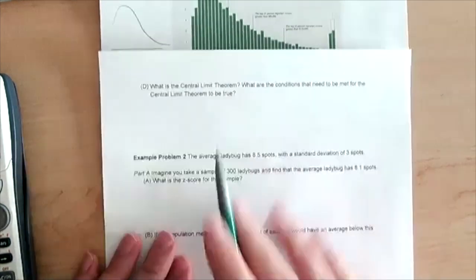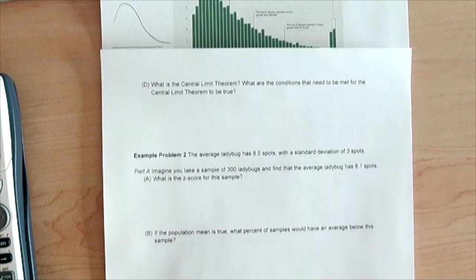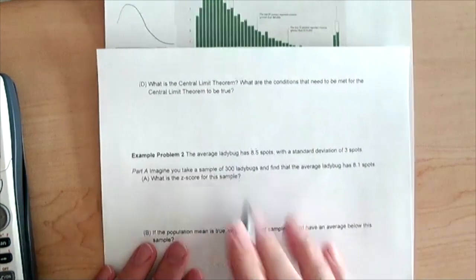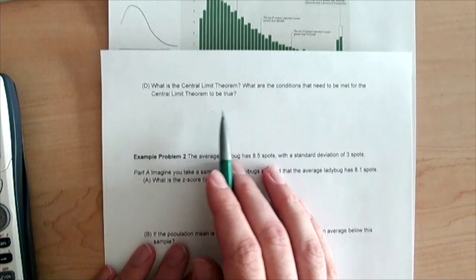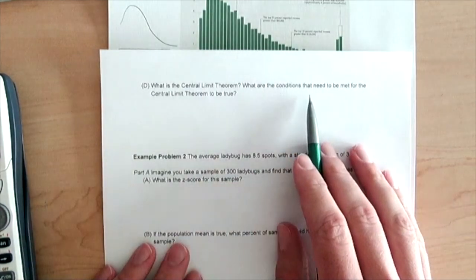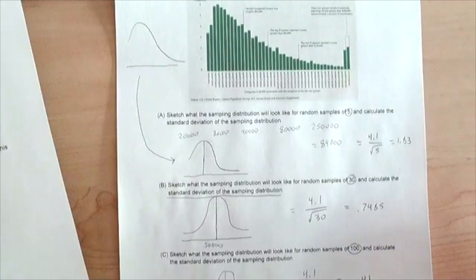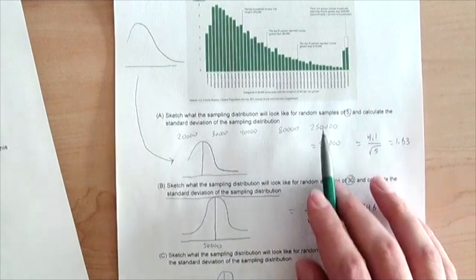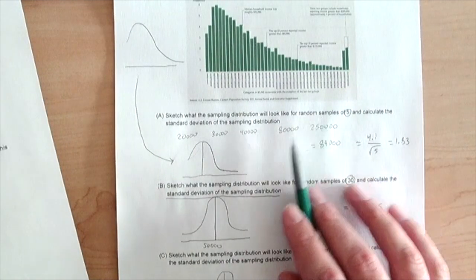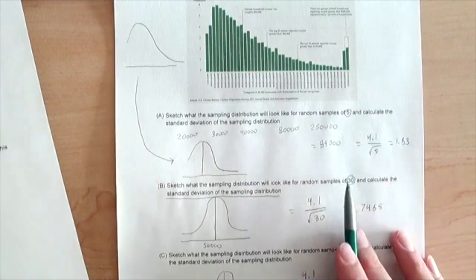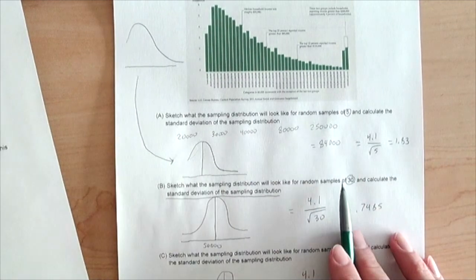But here we're going to talk about some definitions. I decided I would just give you the definitions for this. And it says, what is the central limit theorem? And what are the conditions that need to be met for it to be true? And the central limit theorem is that the sampling distribution is normally distributed so long as the sample size is large enough. Okay, so let me write that first.